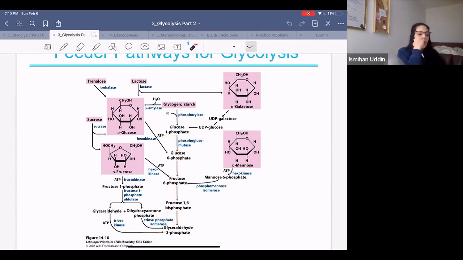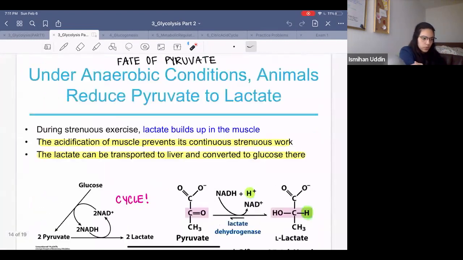Then we also have things like this, where fructose 1-phosphate becomes glyceraldehyde and dihydroxyacetone phosphate, so GAP and DAP. With DAP, we use triose phosphate isomerase to get glyceraldehyde 3-phosphate. Now you can go through the whole pathway: 1,3-bisphosphoglycerate, 3-phosphoglycerate, 2-phosphoglycerate, phosphoenolpyruvate, and pyruvate. So that's that. This one's pretty simple overall.